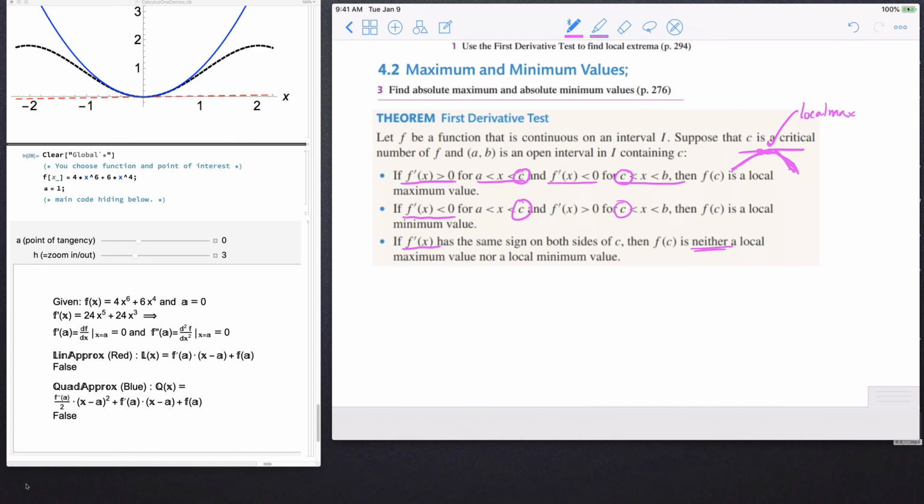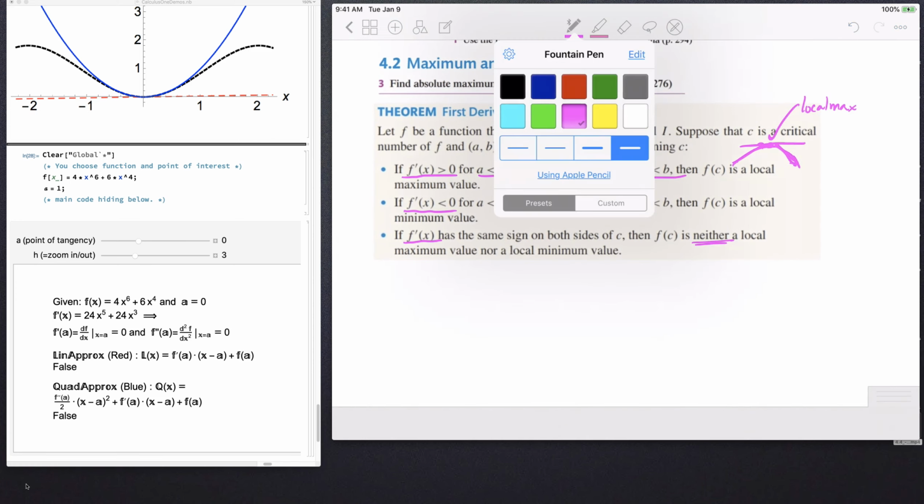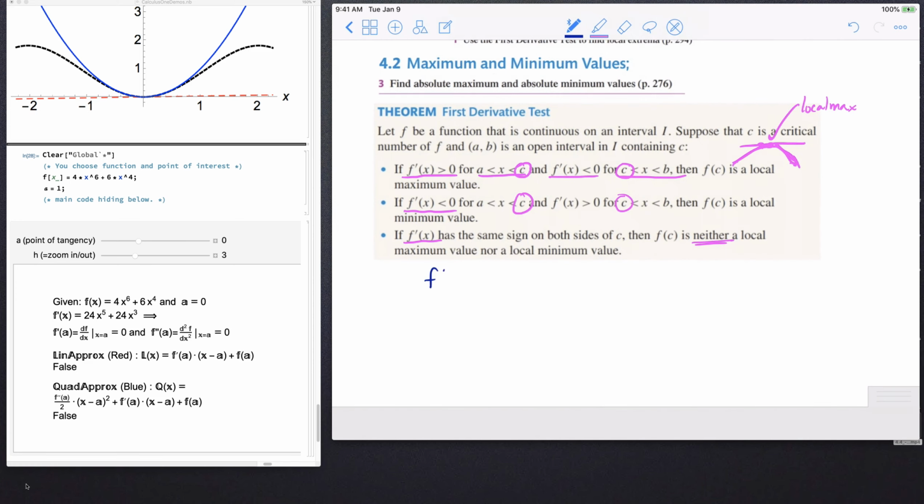Okay, so let's take a look at the case f of x is equal to 4x to the 6th plus 6x to the 4th. We can see here that the first derivative is 24x to the 5th plus 24x cubed, in which case if you factor out 24x cubed, you will get x squared plus 1.